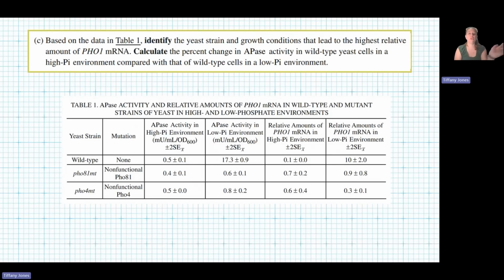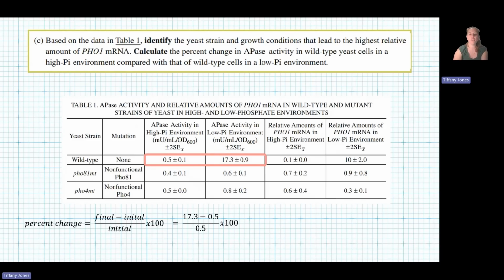So they're saying that we are going to calculate the percent change in APA's activity in wild type yeast in a high P environment compared to wild type in a low P. So we're going to look at these two numbers, comparing the high to the low. We do our final minus our initial over our initial times 100, where our final is 12.5 and our initial is 0.5. We divide by 0.5 and then multiply by 100. That gives me 3,360%. Just because you get a really large number doesn't mean you're wrong, okay?